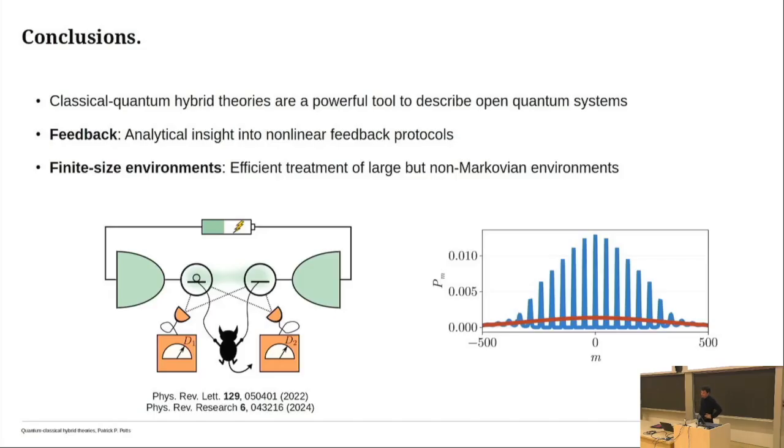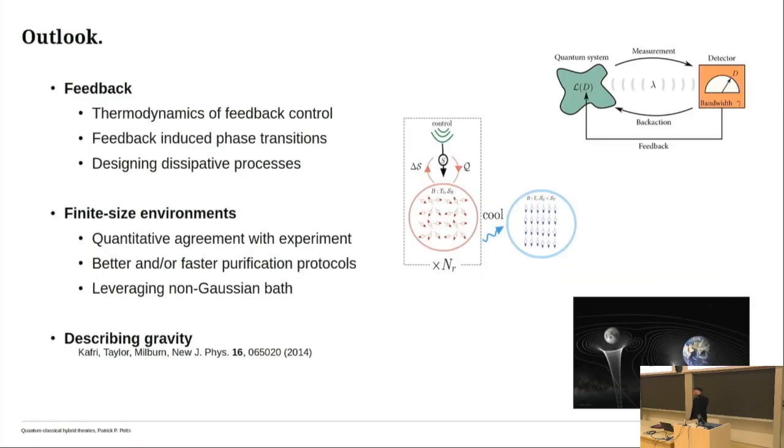Right, and this brings me to my conclusions. So I hope I could convince you that these classical quantum hybrid theories can be very powerful tools to describe open quantum systems. I talked about feedback and how the quantum Fokker-Planck master equation can give analytical insight into nonlinear feedback protocols. And I also talked about finite size environments where the EMME provides an efficient treatment of large but still non-Markovian environments. Right, and with this I come to an outlook.